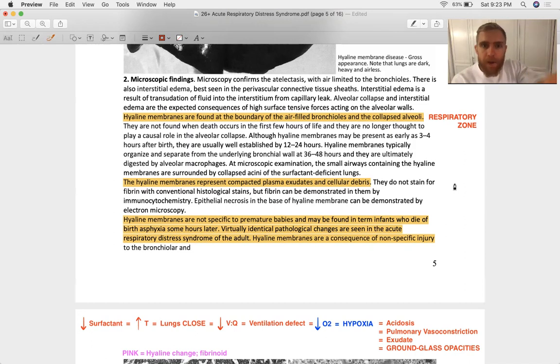Now, in infant respiratory distress syndrome, you're going to find hyaline membranes at the boundary of the air-filled bronchioles and the collapsed alveoli. So you're going to see this pathology in the respiratory zone, not the conducting zone. Remember, the lung has an anatomical hierarchy because it's nothing but branches. And you got a trachea, and then the trachea bifurcates, and then you got some primary bronchi, and some secondary bronchi, and that's it, just all the way down. It's just a hierarchical pyramid of structure, nested structure.